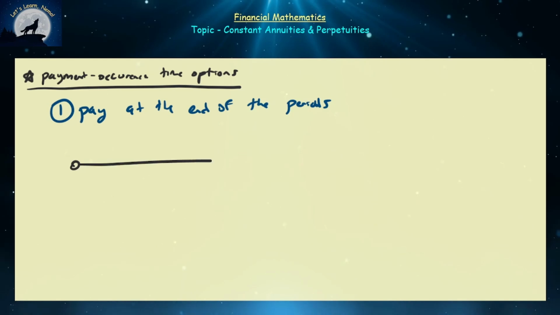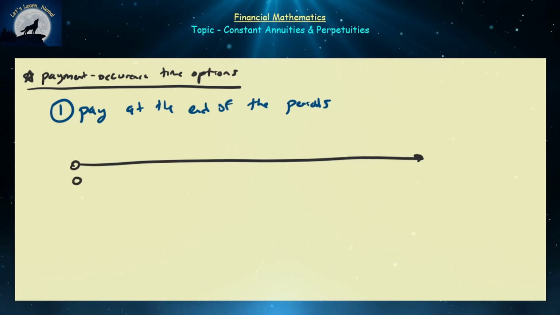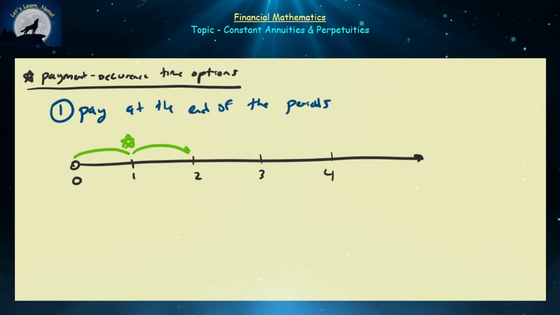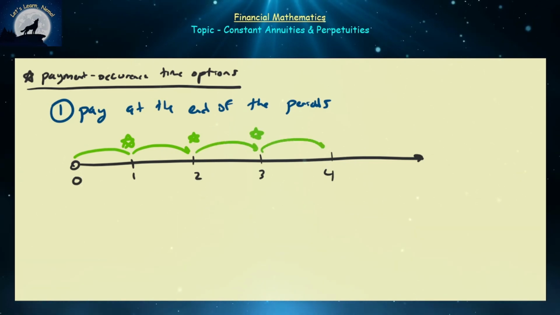So what exactly do I mean by pay at the end of the time periods? Let's assume that we have a timeline here, 0, 1, 2, 3, 4, and let's take this from the perspective of months, right? So it's possible that from 0 to 1, we pay at the end of the month. Here we pay at the end of the month. Here we pay at the end of the month. Here we pay at the end of the month. And that would continue all the way down, for example.